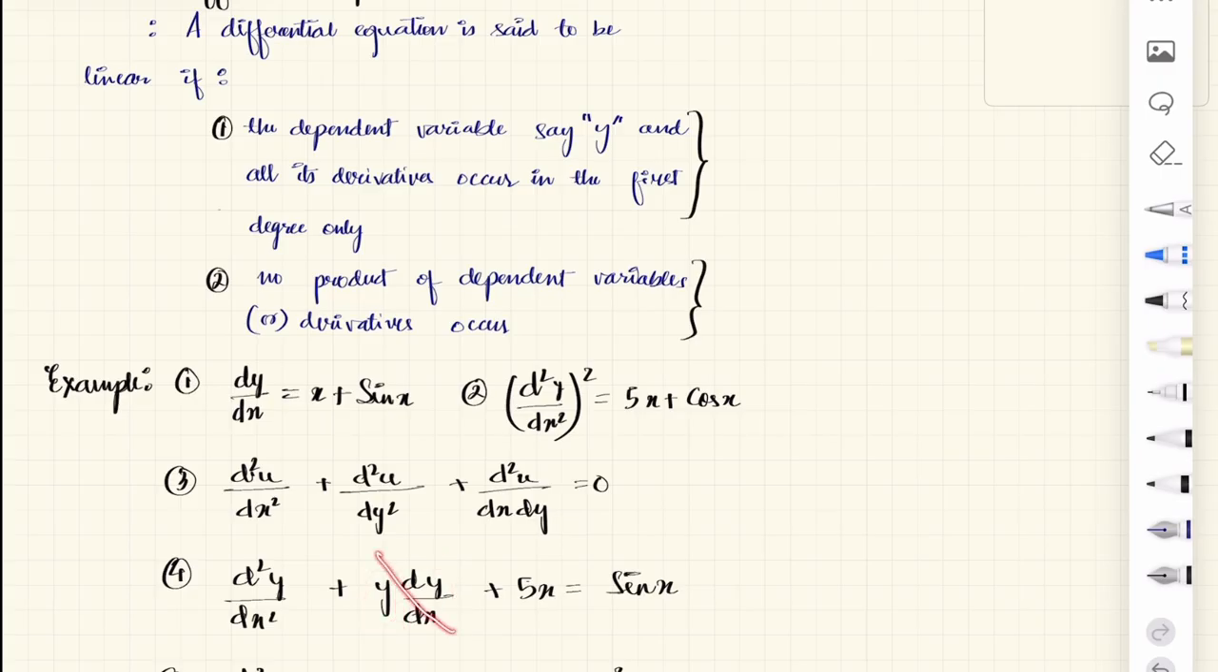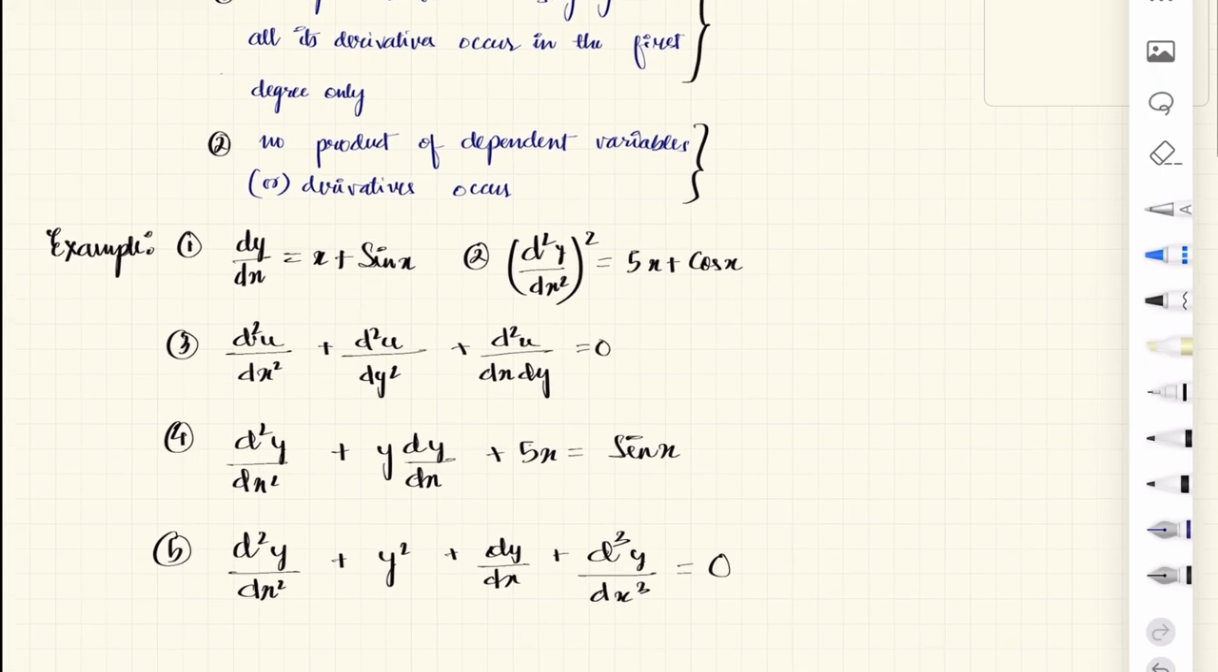So that means this is not a linear differential equation because the second criterion is not valid, because there is a product of y and dy/dx. What does it mean? The product of the dependent variable and the derivative. So the second criterion is not valid here, and that means this is not a linear differential equation.